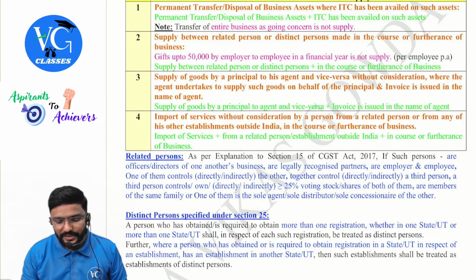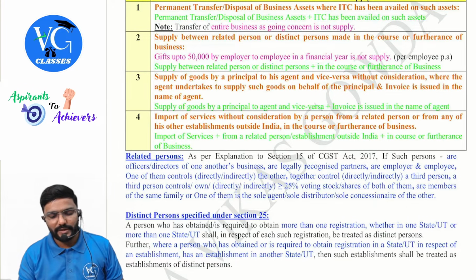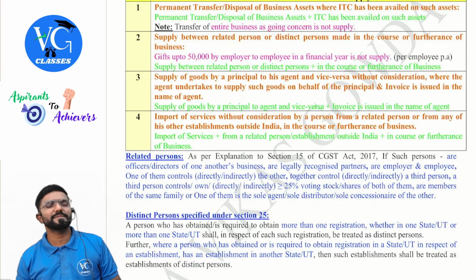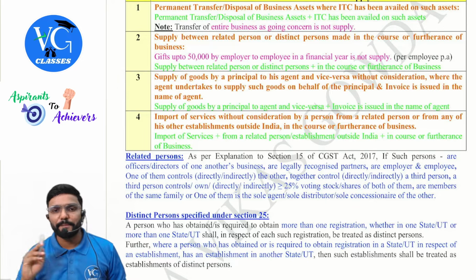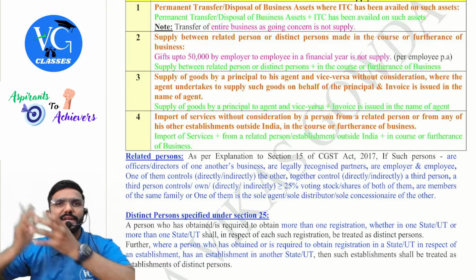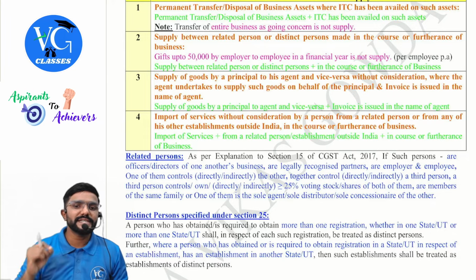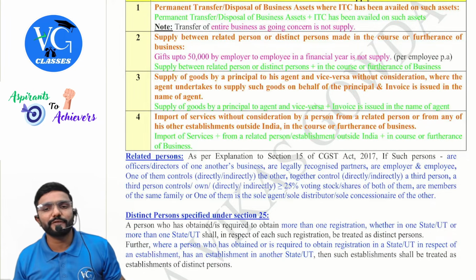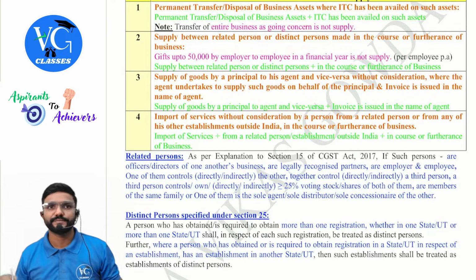Supply between related persons or distinct persons in the course or furtherance of business. Related person or distinct person. Distinct person means separate registration under GST and a single PAN. Okay. Next. Supply of goods by a principal to his agent or agent to principal without consideration, where the agent undertakes to supply such goods on behalf of the principal and invoice is issued in the name of agent. That is the important condition here.